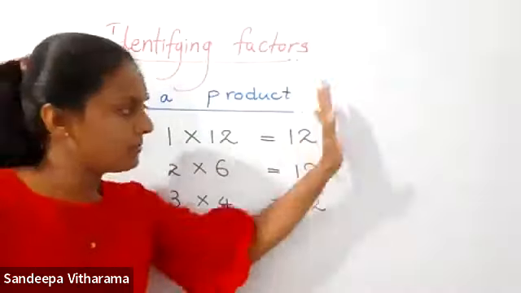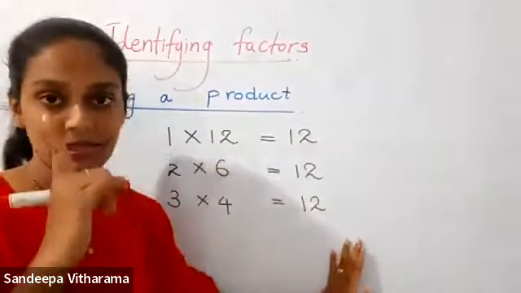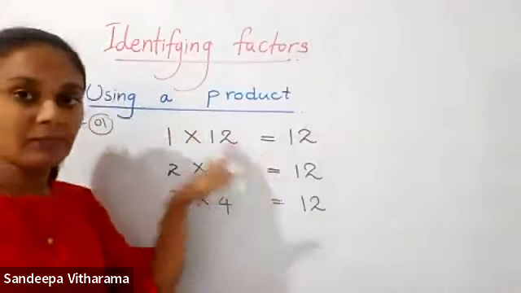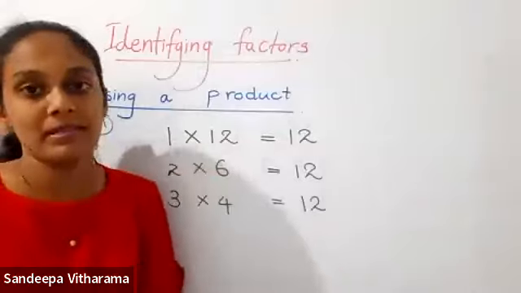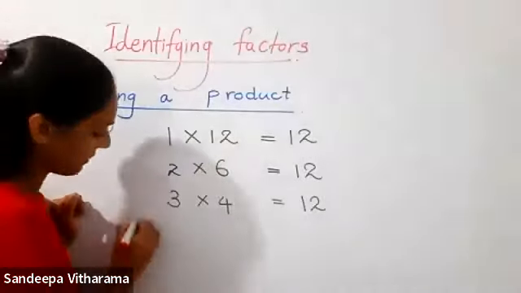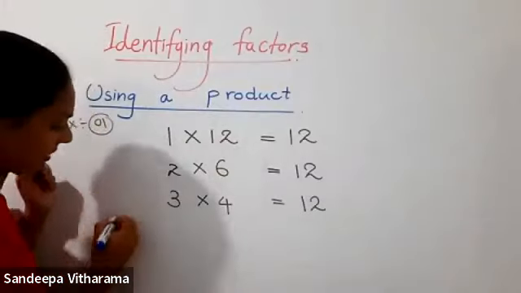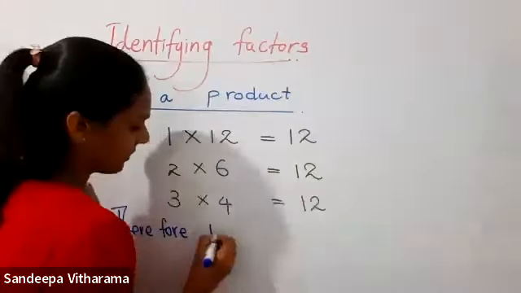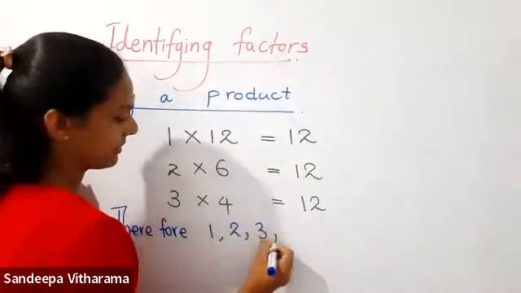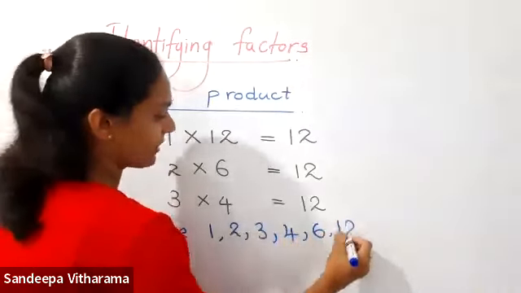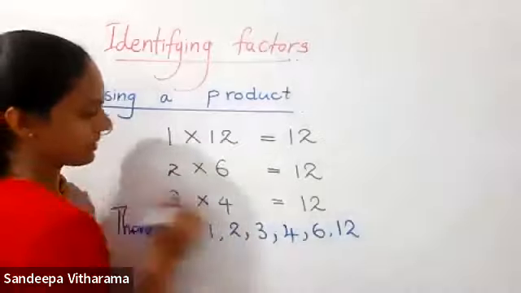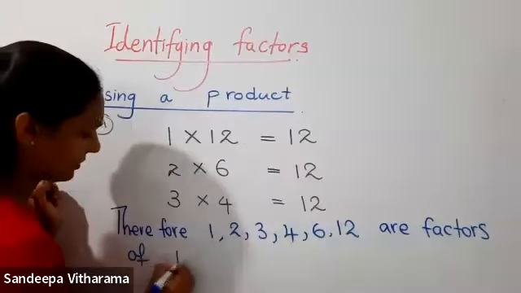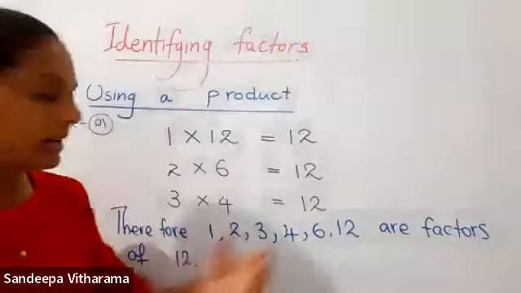Okay? Likewise, when we have to obtain a particular number, it is the multiple. And the product between two numbers, those two numbers are the factors. Okay? So what are the factors of 12? We can write, therefore, 1, 2, 3, 4, 6, 12 are factors of 12. Okay? Then how did I make 12?